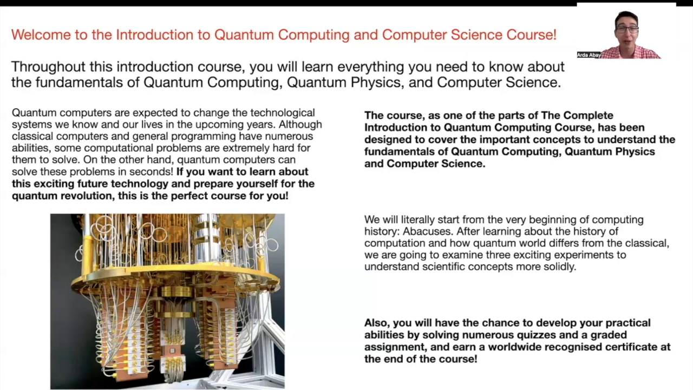During the course, we will literally start from the very beginning of computing history, we're going to start from the abacuses. So I can assure you that no prior knowledge of computer science, algorithms, or programming is necessary. All you need to have is just the curiosity for quantum computing and this future technology.